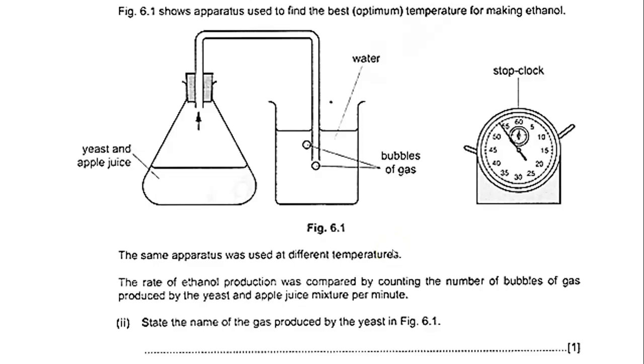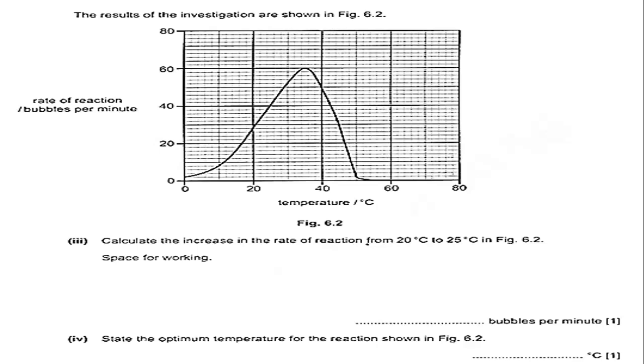Again, you might think that it's talking about the apple juice, so I will go to the pectinase enzyme. Please read the question carefully. Now, it is carbon dioxide gas produced by anaerobic respiration by the yeast. The results of the investigation are shown in figure 6.2. Calculate the increase in the rate of reaction from 20 degrees Celsius to 25 degrees Celsius in figure 6.2.